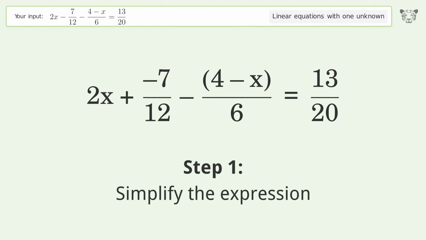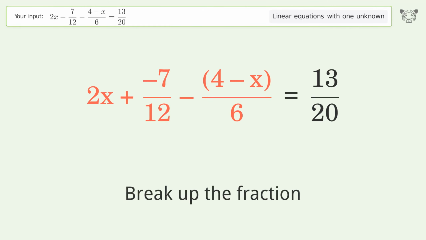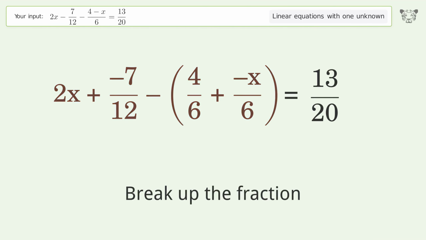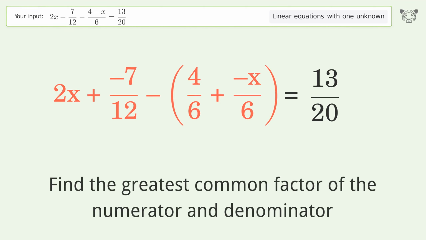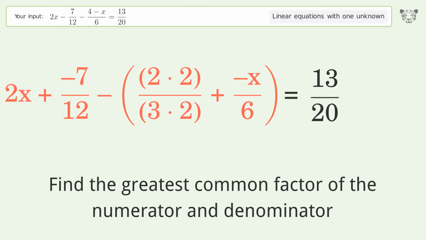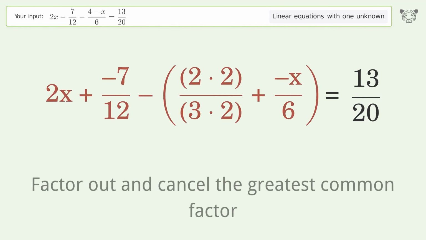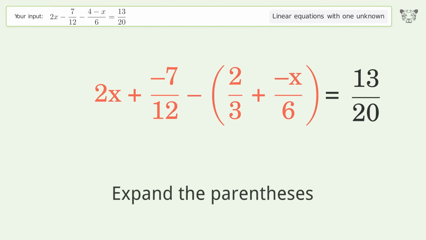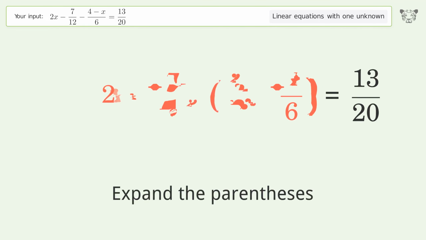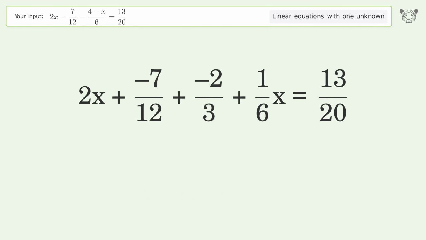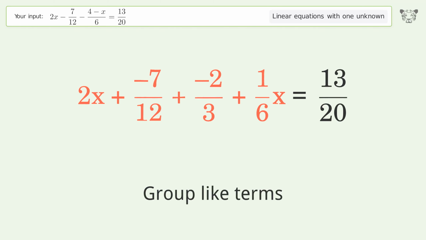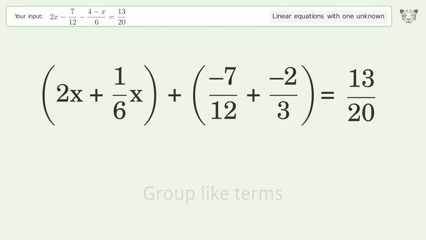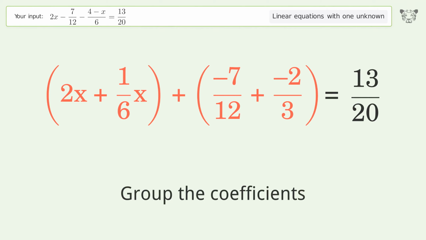Simplify the expression. Break up the fraction. Find the greatest common factor of the numerator and denominator. Factor out and cancel the greatest common factor. Expand the parentheses. Group like terms. Group the coefficients.